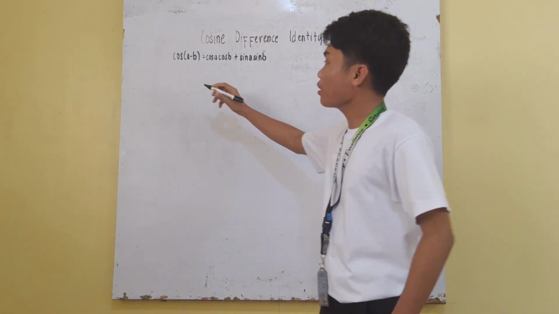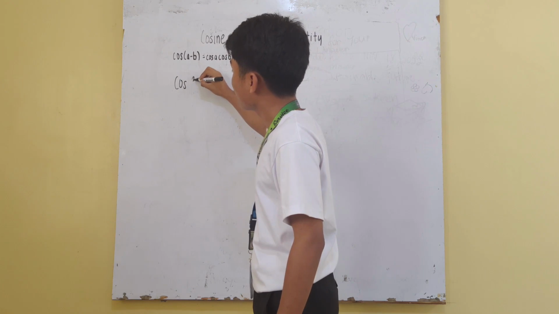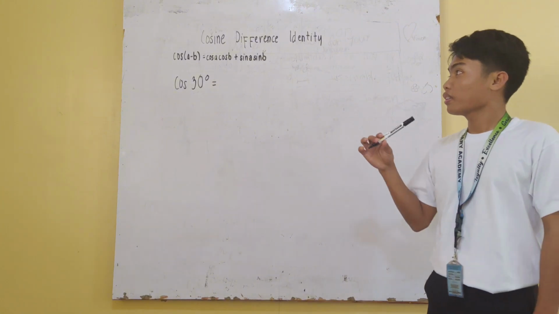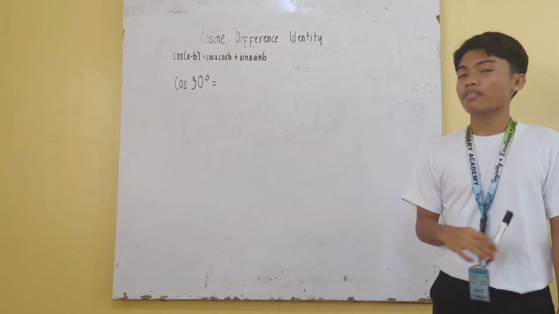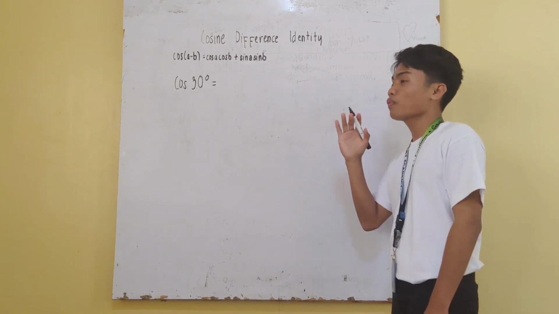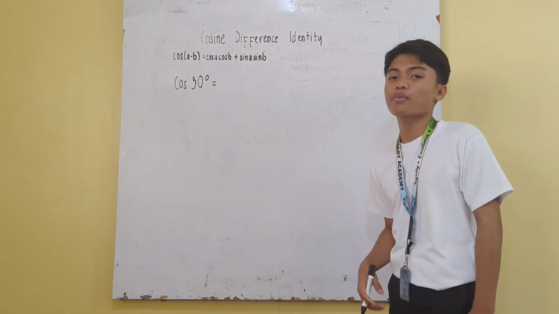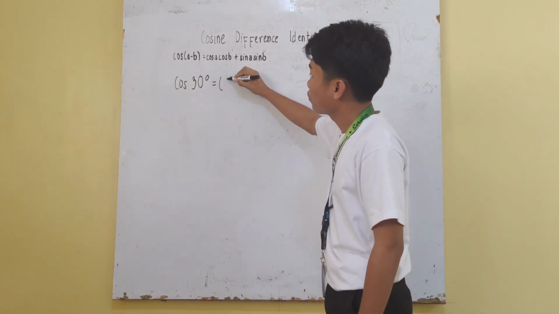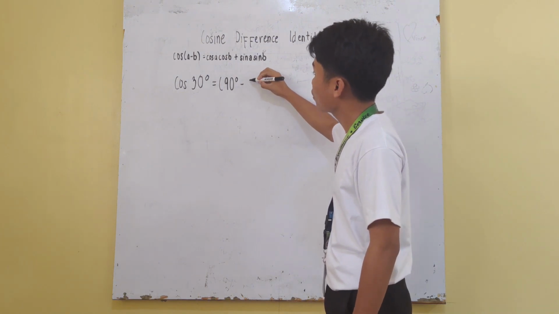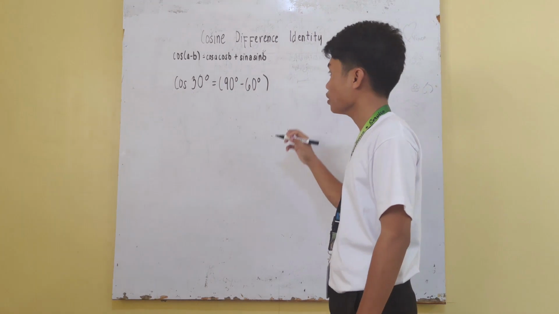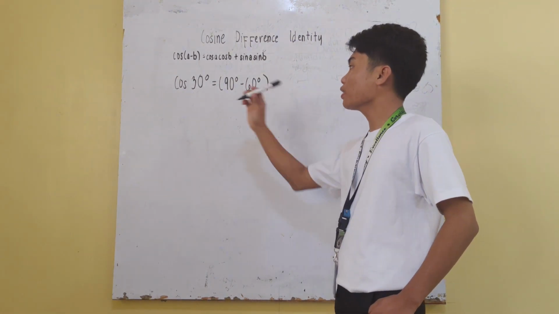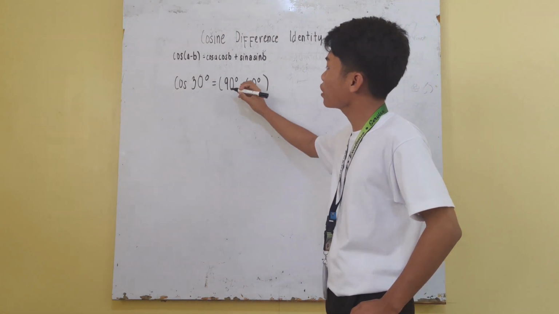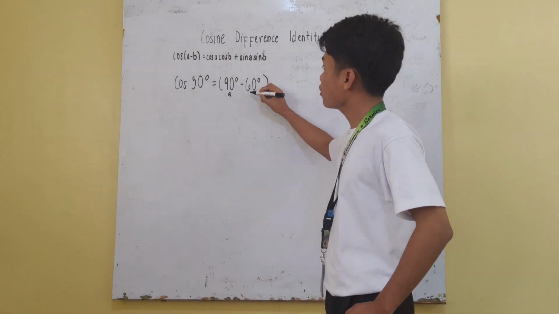So we have an example of cosine 30 degrees. Now, let us identify the exact value of cosine 30 degrees using the cosine difference identity. First, we have to find two standard angles that if we subtract them, their difference is 30 degrees. So we have 90 degrees minus 60 degrees. If you subtract them, their difference is 30 degrees.